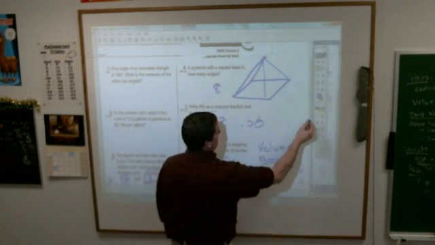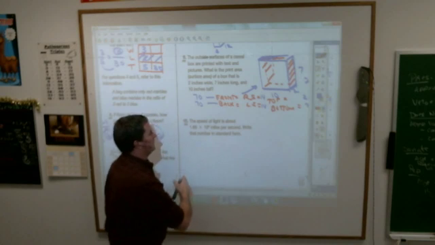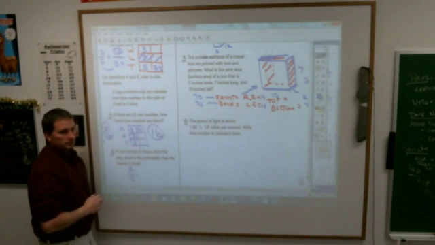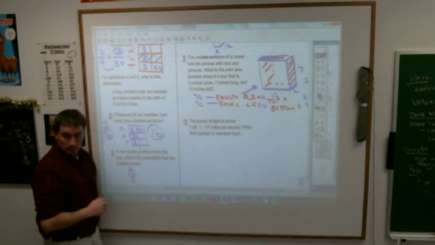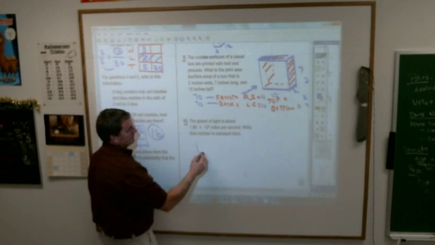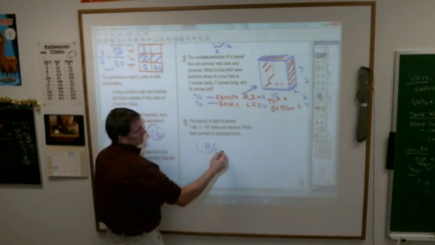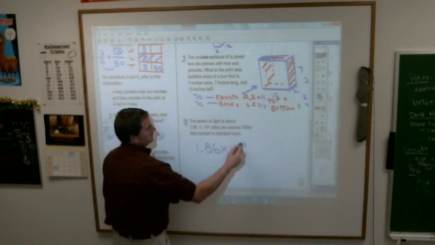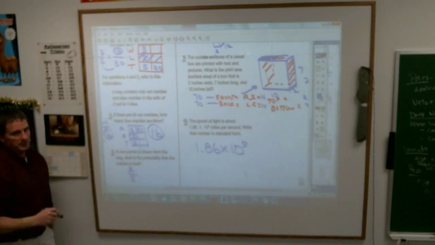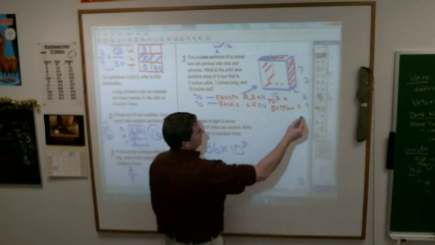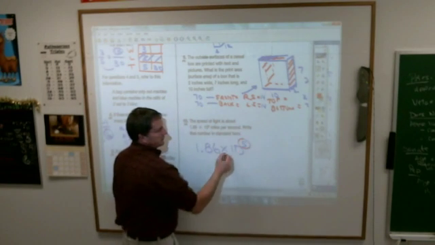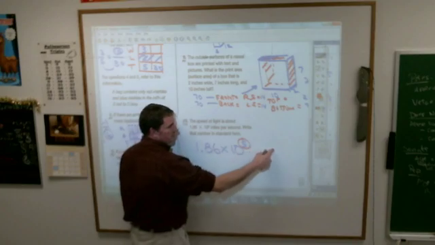Nobody has any issues with scientific notation and how to write that in standard form? Somebody tell me what I have to do to change that in standard form. It doesn't get too much easier than that. Peter? Move the decimal place right. Exactly. Whatever this number is, that's how many places you move the decimal right.